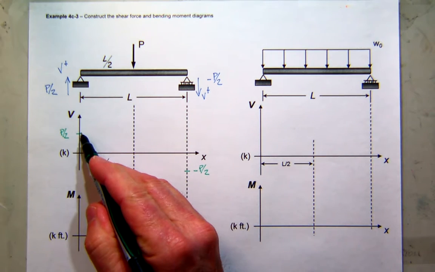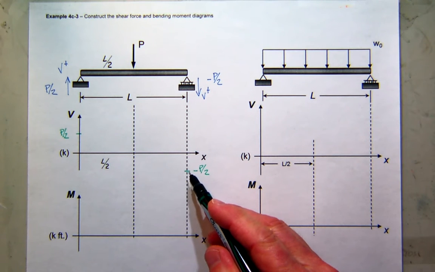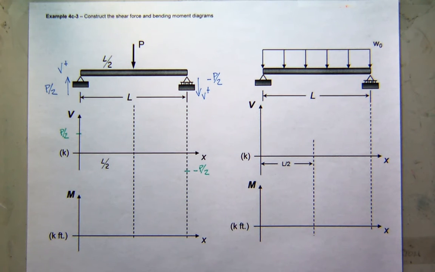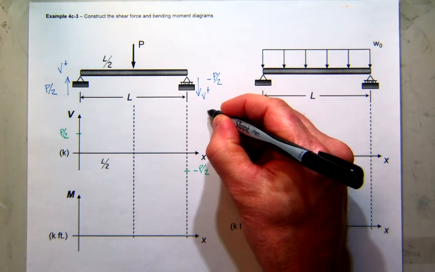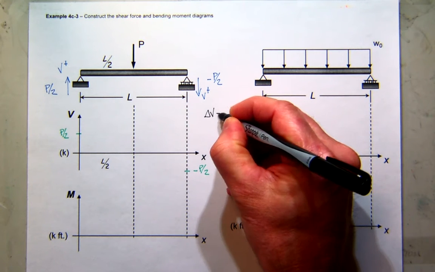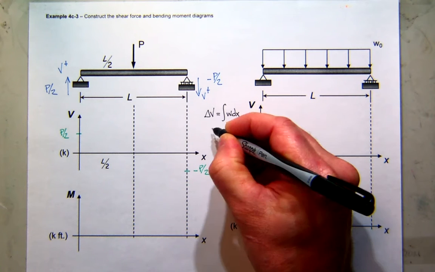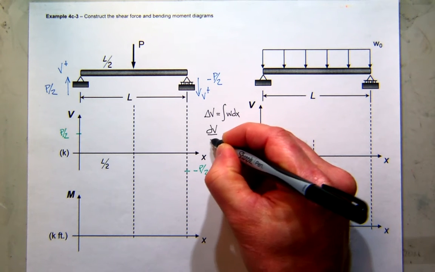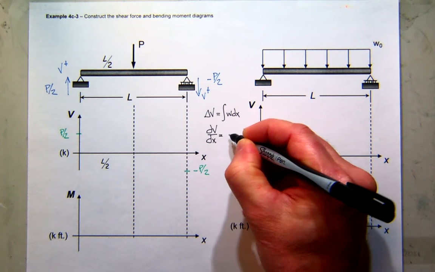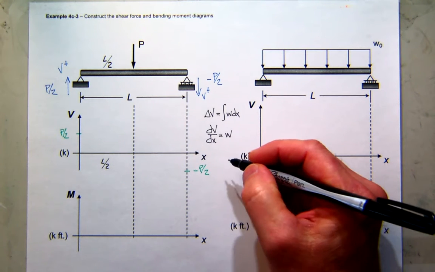So again, I know where I'm starting, and I know where I need to end. We're going to use the same techniques we talked about before. The change in shear is going to be the area under the load curve. And the slope of the shear diagram is going to be given by the load value.